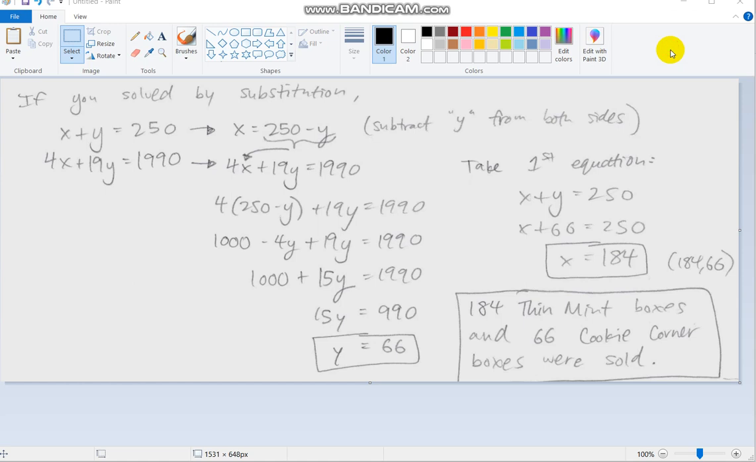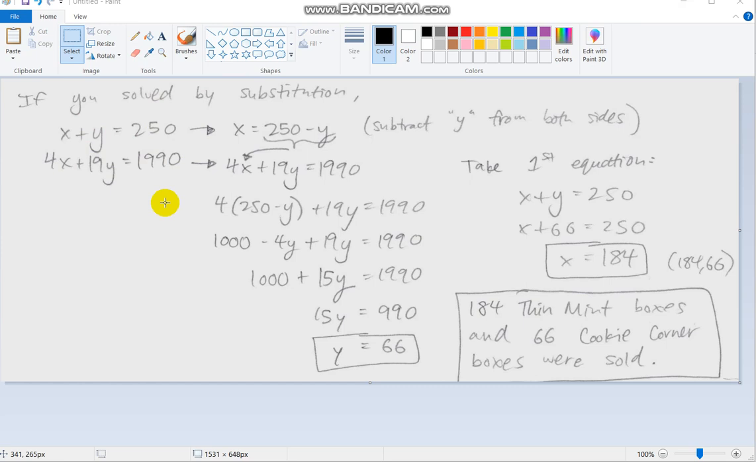Hello! Alright, so the purpose of this video is to show you how to identify solutions to two equations by graphing. Okay? So if you remember this problem that we went over in class, or well, it was that one particular group anyway, but it dealt with Thin Mint boxes and cookie corner boxes. So this is our system of equations, and one way I show you in my solutions is basically this is one way that you can solve for x and y by using that method called substitution.